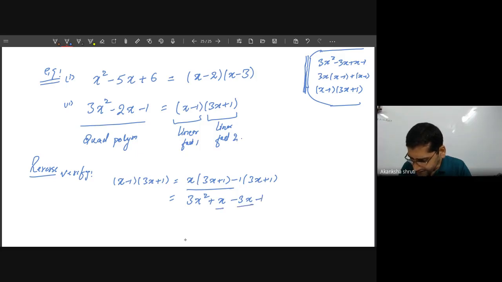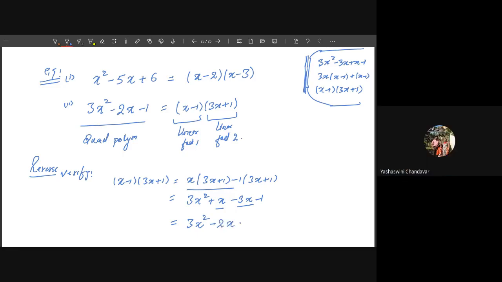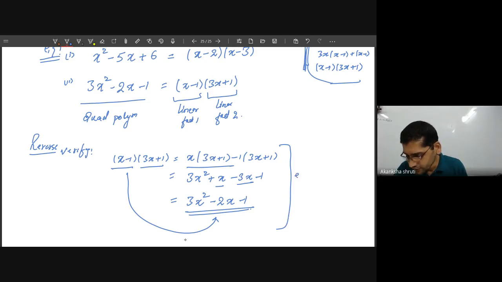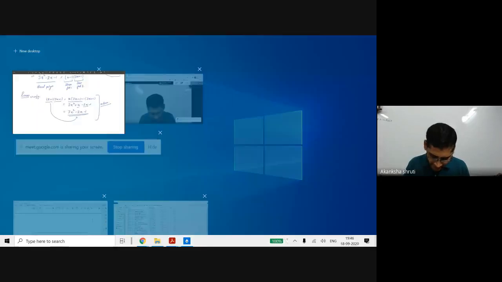Now x and 3x are like terms, the x square term is only 3x square, then minus 3x plus x. x minus 3x is how much? Minus 2x. So 3x square minus 2x minus 1. So what we observed is that the product of these two linear factors gives the quadratic. This we have already learned earlier. But now the question is how to get this one.